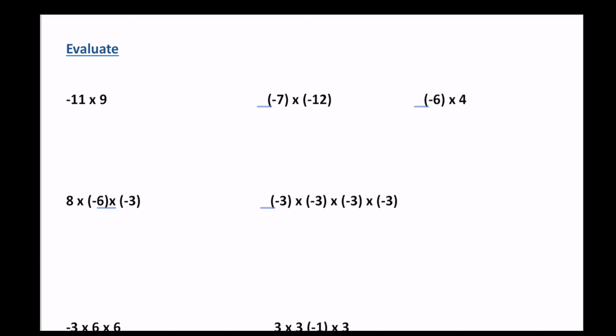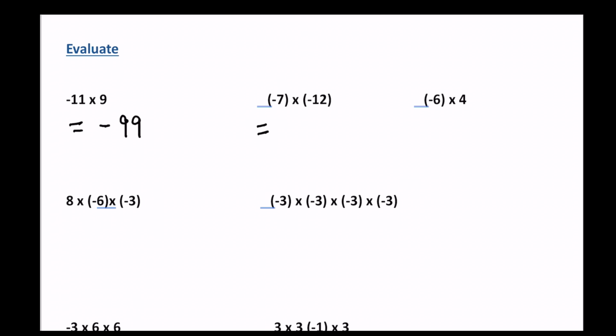Evaluate. Negative 11 into positive 9. We know minus into plus is minus. That means a negative number multiplied with a positive number, the resulting number will be negative. So here it will be minus, and 11 into 9 is 99.